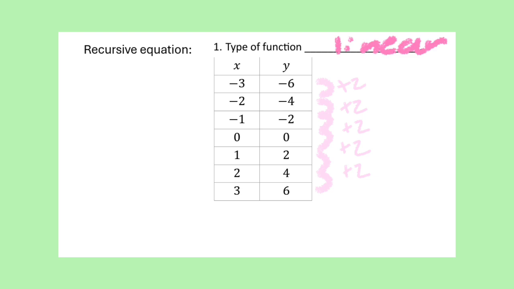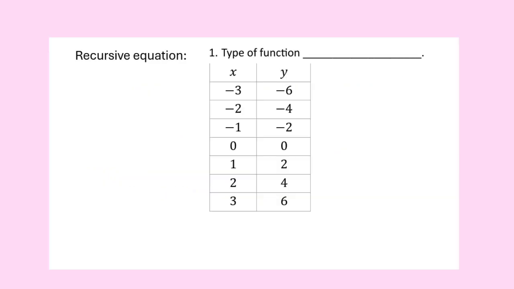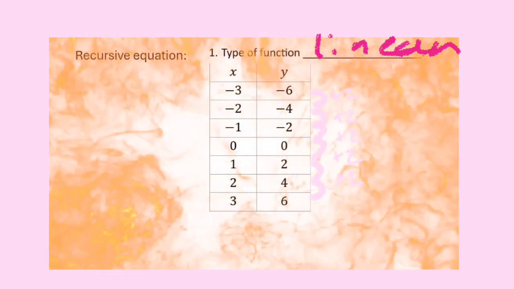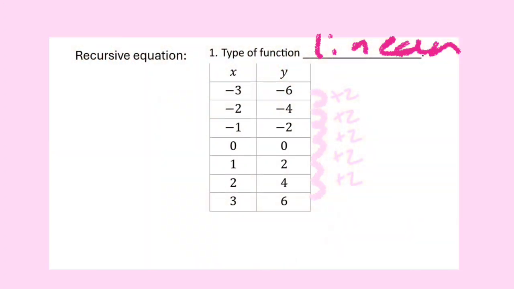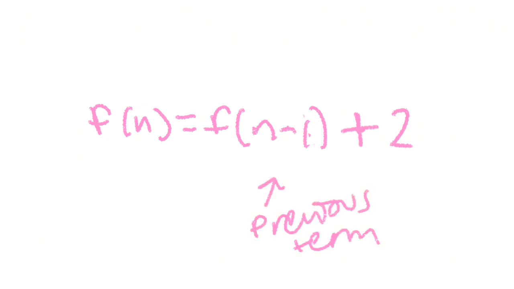Now that we have figured out that it is a linear function, we need to begin writing our recursive equation. A recursive equation is simply an equation that defines each term of a sequence using the preceding terms. What this common first difference of +2 is technically saying is that to get to our next term, we have to add 2 to our previous term. That +2 first difference is simply saying whatever our previous term is, if we add 2, we will get our next term. So our final recursive equation will read: next term is equal to previous term plus 2.